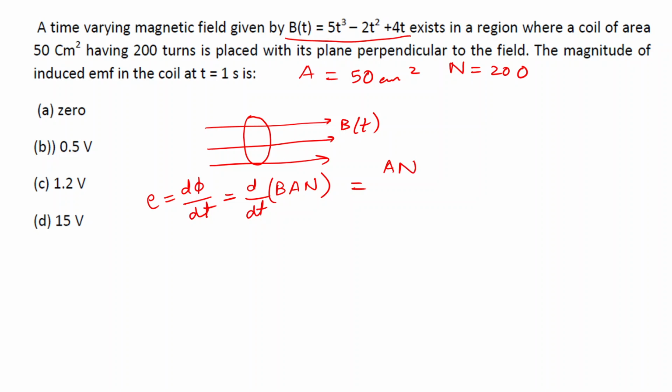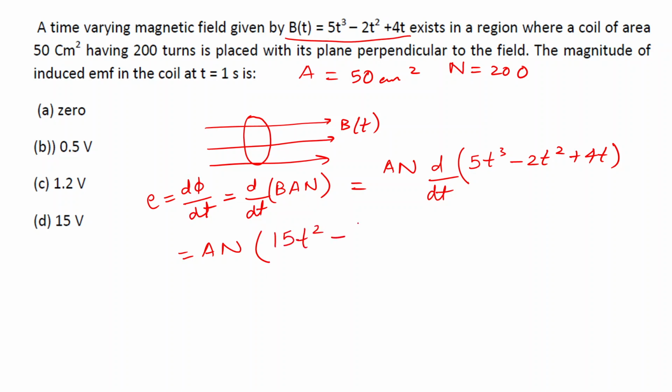A and N are constant. Magnetic field is what is varying. So when we take the derivative of the magnetic field, whose value is 5t cube minus 2t square plus 4t, A and N will remain, and we will get 5 times 3, that is 15t square, minus 2 times 2 is 4t, plus 4.